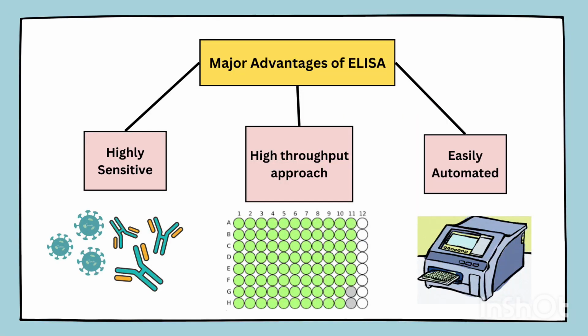The major advantages of ELISA include that it is highly sensitive and can detect even small amounts of antigen or antibodies in the sample. It follows a high throughput approach, which allows multiple samples to be measured in a single experiment. This is made possible by the presence of 96 microtiter wells in the ELISA microplate. It can be easily automated, as the absorbance of the colored product formed is measured using a microplate reader and data is stored in a computer.